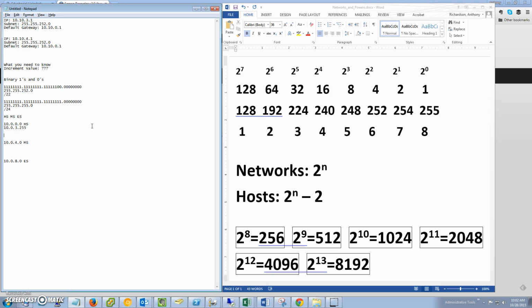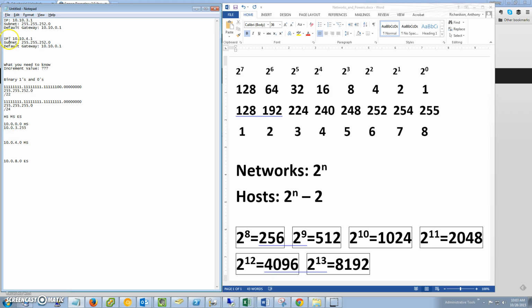So if you look here, this default gateway, in this particular example, is incorrect because the IP address is 10.10.4.1, but the default gateway is 10.10.0.1. So 10.10.4.1 is the next network, so it's going to have a default gateway that's on that range.